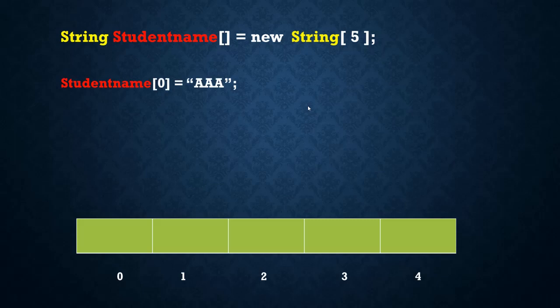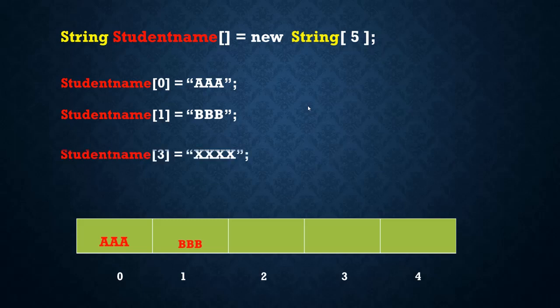Now here, I'm adding a value. What is the index? Index is 0. At 0, I'm going to add AAA. See, you can see at the 0th index, it's AAA. And then index number 1, it's BBB. And then look at this. I'm not adding index number 2. I'm adding index number 3. So it will add XXXX. Fine. And then look at this. Student name index number 5.